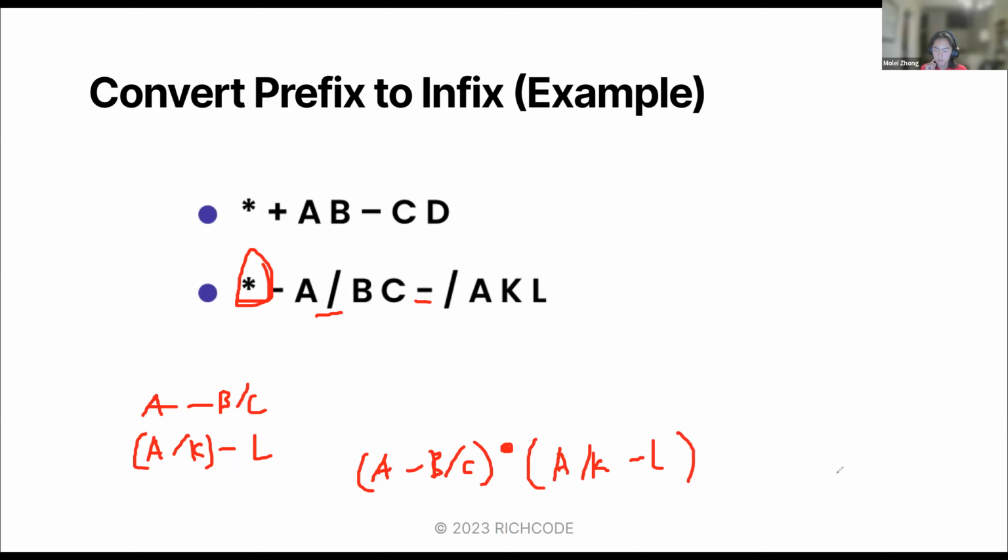Yeah, so for prefix, you have to work backwards just so that you get the operands first before you put the operators. So when you're converting, you try to go through it backwards.